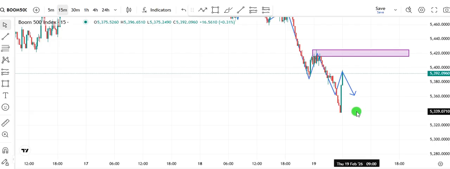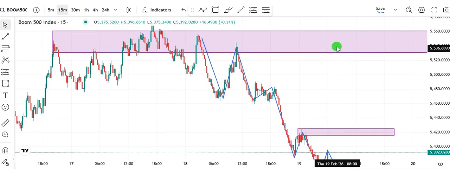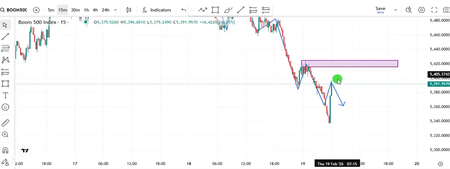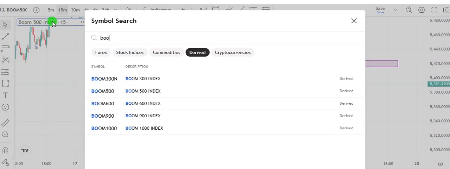Boom 500. But for now, we are likely to see a bullish either the test of this, or then if it's breaking above the dynamics, we are likely to actually see a bullish structure going back to this zone. But so long as this level is still validated, then that means we are still bearish on Boom 500. Okay, so let's go to the next one, which is Boom 1000.